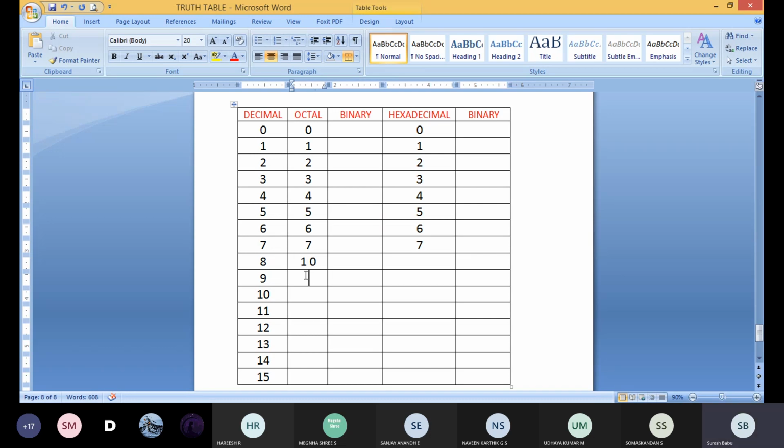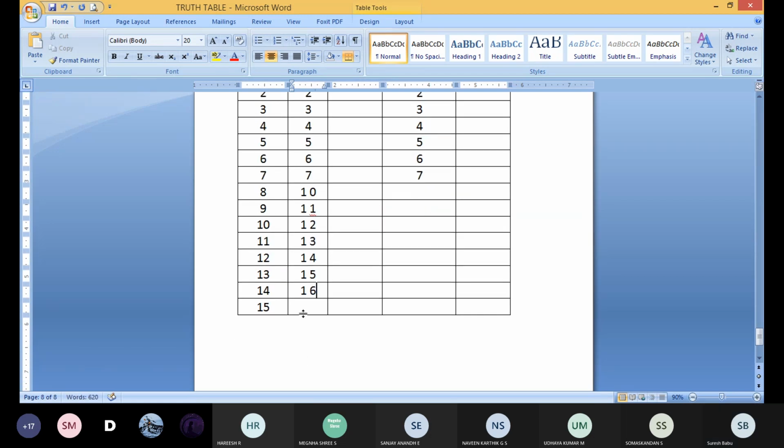Then the next, 9, is equivalent to 11. Then 10 is equivalent to 12. Then 13, 14, 15, 16, 17. That's all. Then the next decimal is 16, which will be equivalent to 20. Like this it will continue. Same method we are going to continue. So now what is the equivalent hexadecimal value for 8? 8 and 9 are the same.